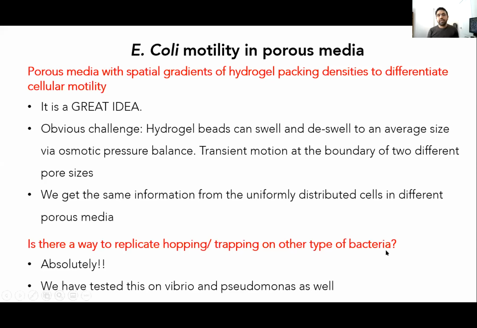Is there a way to replicate hopping trapping on other types of bacteria? Absolutely. We have tested two other different cells, Vibrio and Pseudomonas. This work is currently in process, so not much information to show right now.